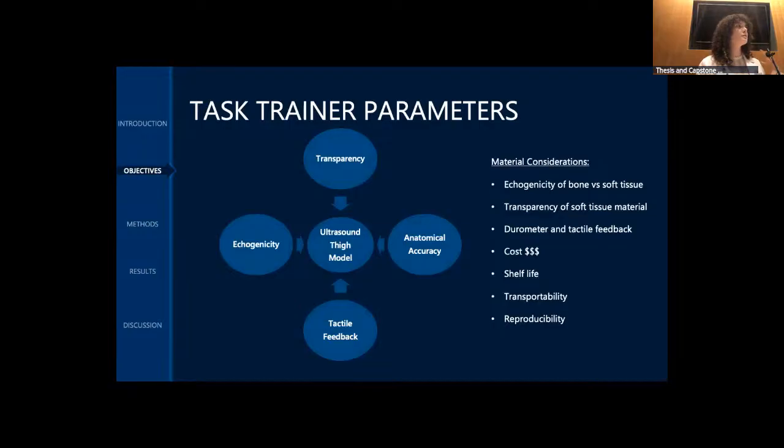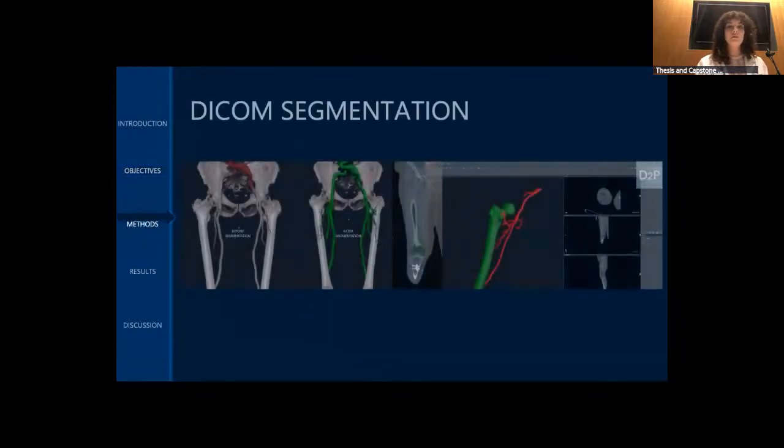Now, in order to emphasize that internal anatomy, transparency is one of the main objectives, as well as anatomical accuracy, tactile feedback, so when the probe presses down onto that thigh, you want that same amount of pushback, and echogenicity, aka that grayscale value that you're going to see on that ultrasound screen, as well as cost, shelf life, and transportability and reproducibility, because we want this to be a long-term model that has a well-used life.